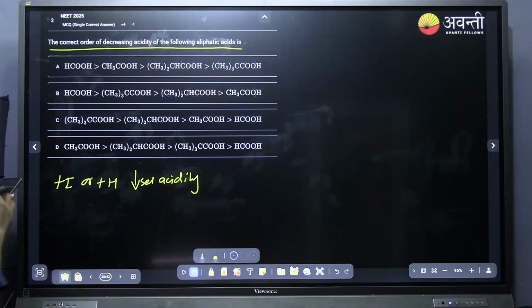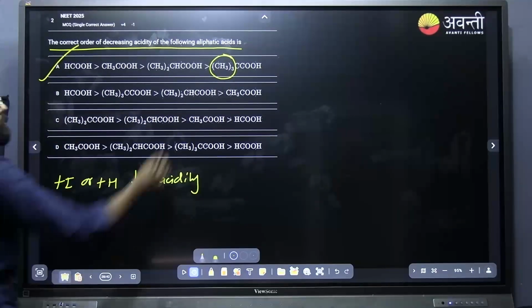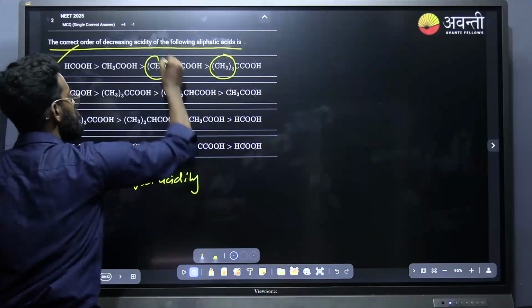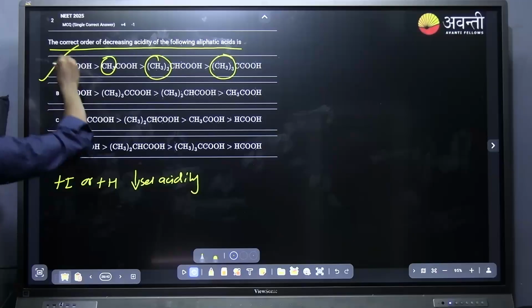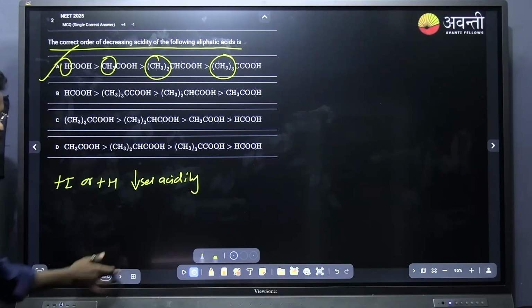A, B, C, D. What is the answer? Highest plus I. Yeah, option A is the correct one. Here more CH3 groups are there, right? So this will be least acidic. Then comes CH3 twice, then CH3. Very easy question only. I am not going much into it. Moving to the next. Very good, Mansil.